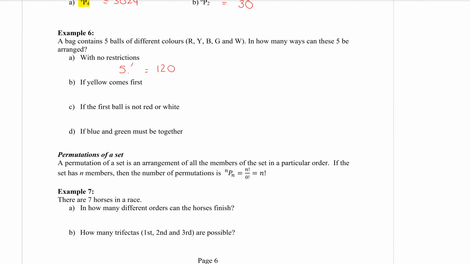But then we want some special cases. So it says, part B, yellow has to be first. If there's a special case, we deal with it first. If yellow has to be first, how many things can I choose for the first? 1. Then I still have 4 left. How many ways can I arrange them? 4 factorial. Good.